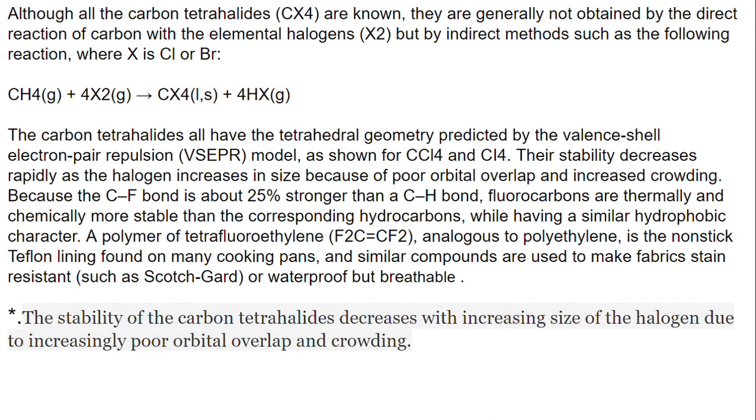A polymer of tetrafluoroethylene, CF2=CF2, is analogous to polyethylene. It is the non-stick Teflon lining found on many cooking pans, and similar compounds are used to make fabrics stain resistant or waterproof but breathable. The stability of carbon tetrahalides decreases with increasing size of the halogen due to the increasingly poor orbital overlap and crowding. This is the point to notice again.